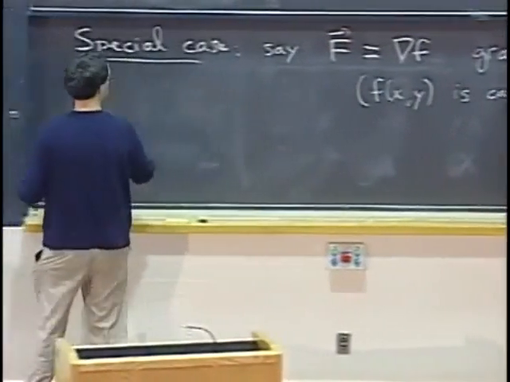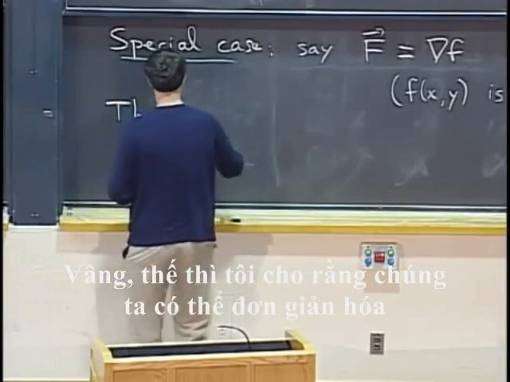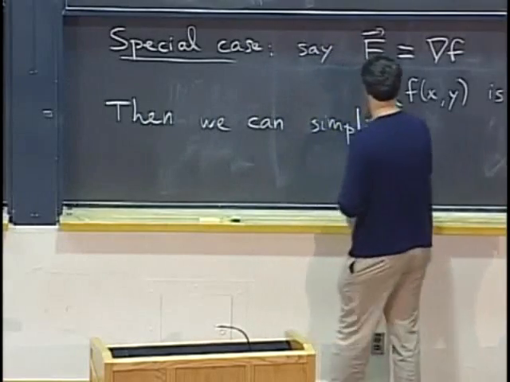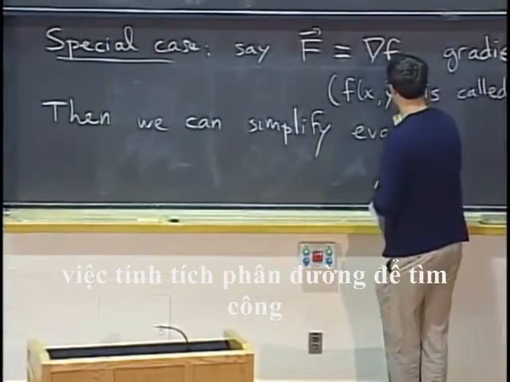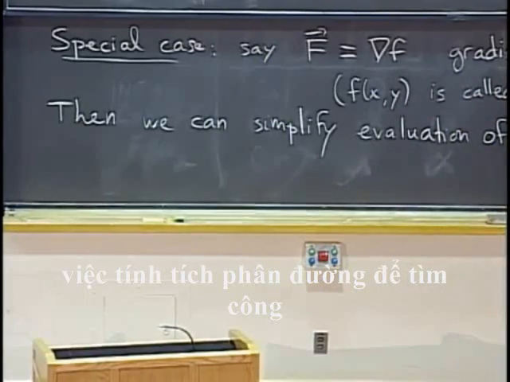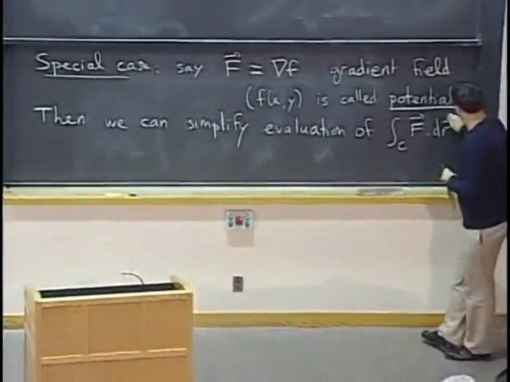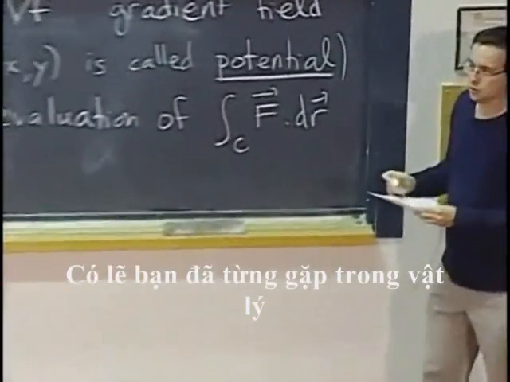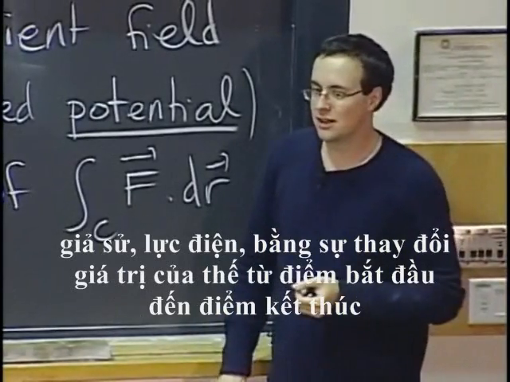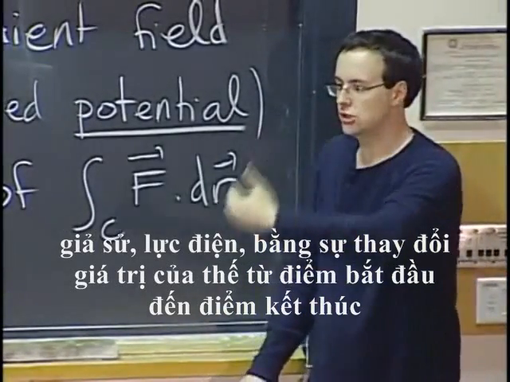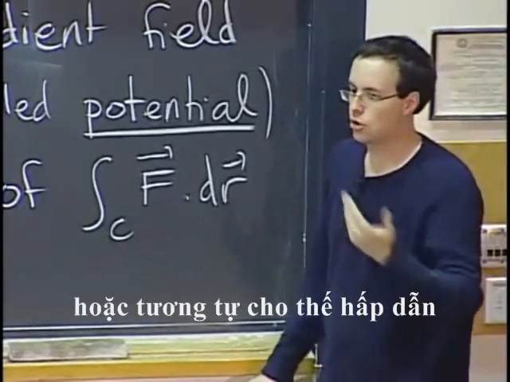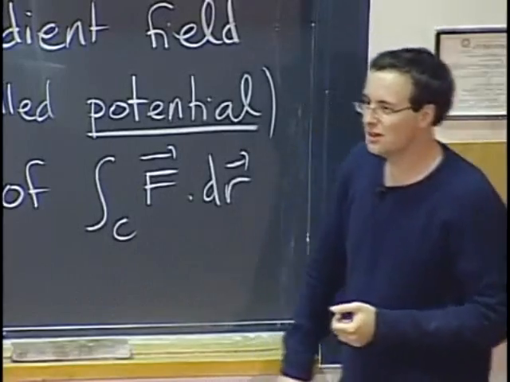So then I claim we can simplify the evaluation of the line integral for work. Perhaps you've seen in physics that the work done by, say, the electrical force is given by the change in value of a potential from the starting point to the ending point. Or same for gravitational force.